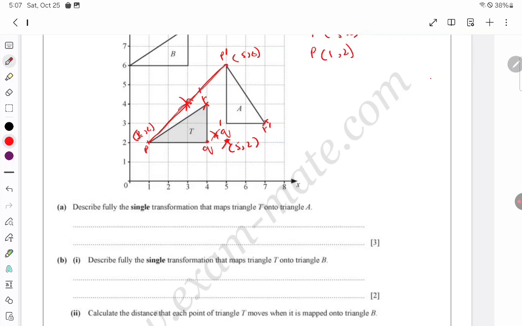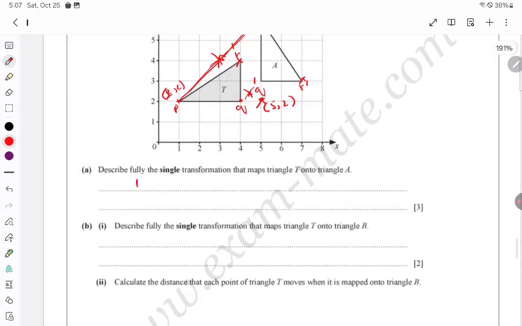Now we can say that it is a rotation of 90 degrees in clockwise direction about the center 5 comma 2.